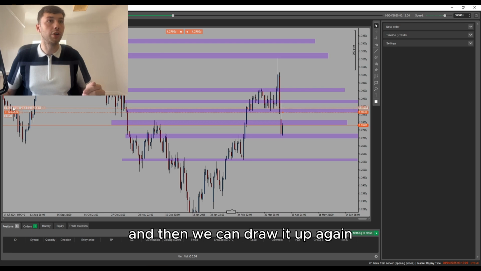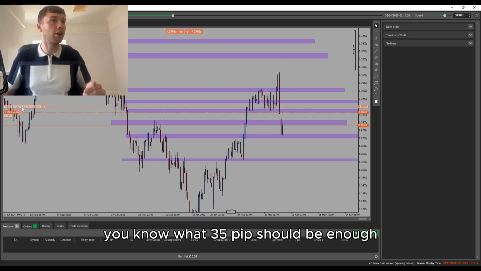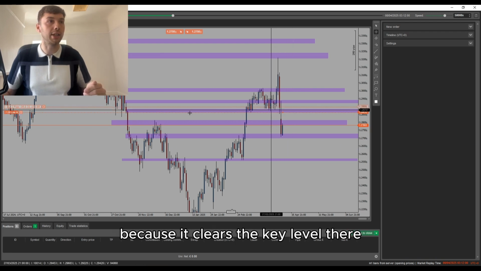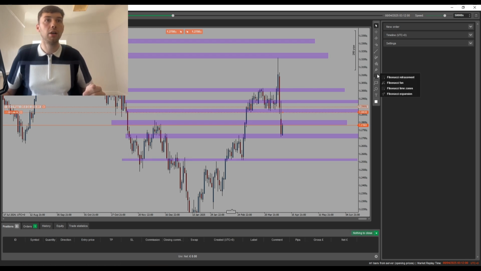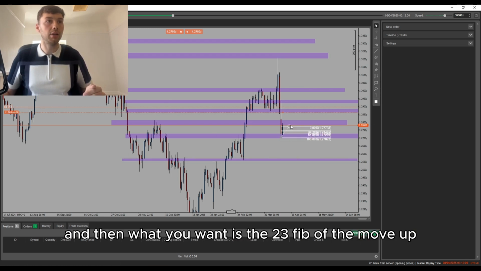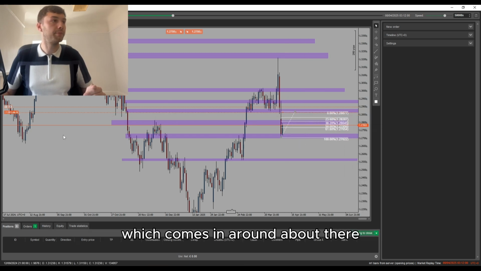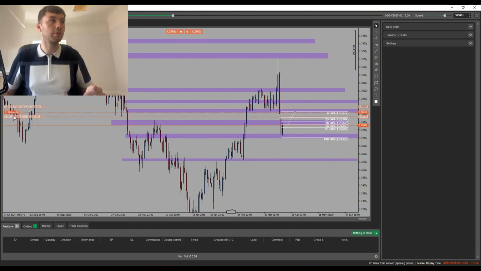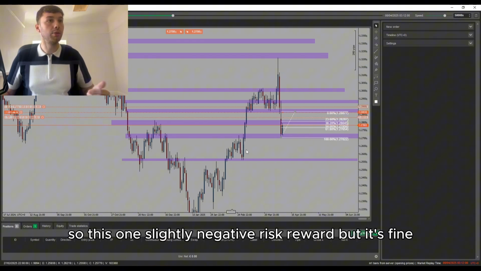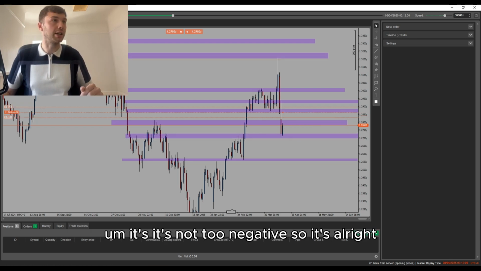And then we can draw it up. Again, you know what, 35 pips should be enough because it clears the key level there. And then what you want is the 23 fib of the move up, which comes in at around about there. So this one's slightly negative risk reward, but it's fine. It's not too negative, so it's all right.